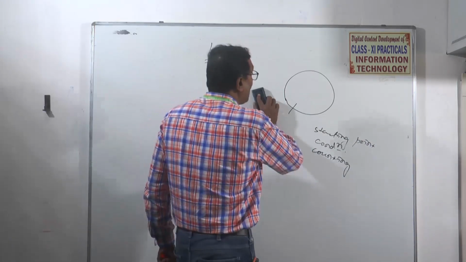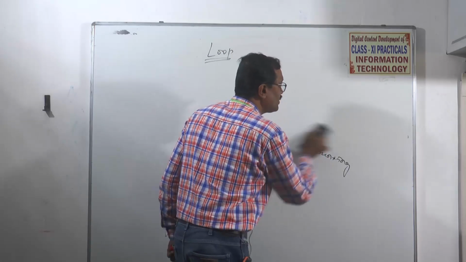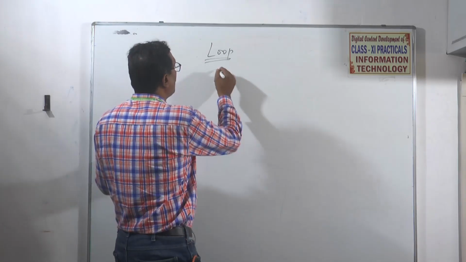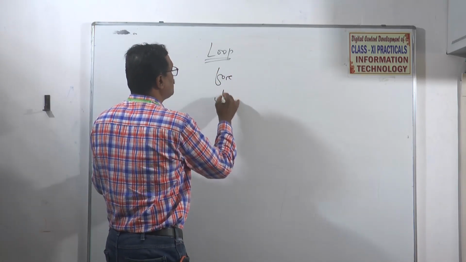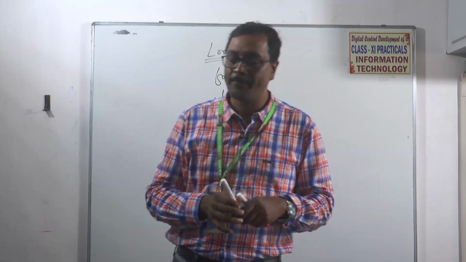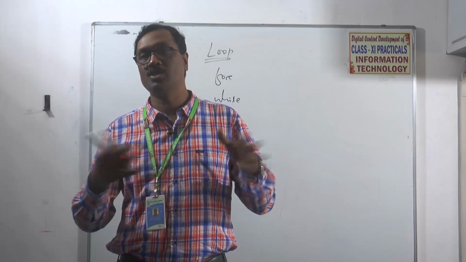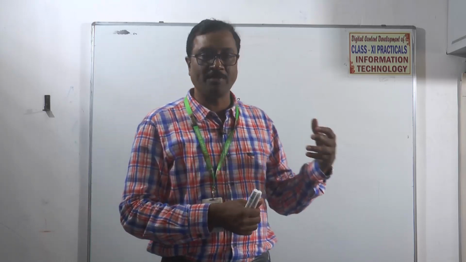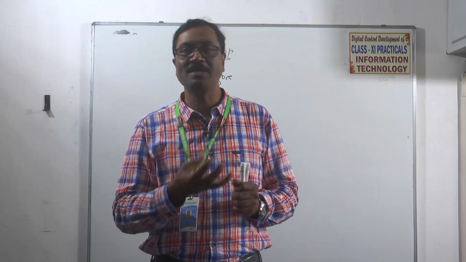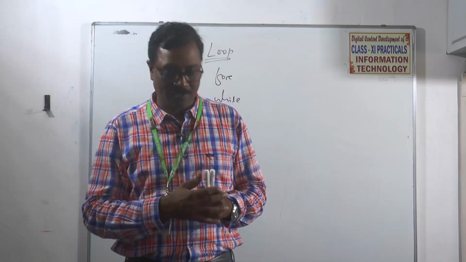In Python there are 2 ways to implement a loop. One is your for, second one is your while. Both work in the same way, but the writing procedure is completely different. For is something different, while is something different. While is condition based, for is iteration based.